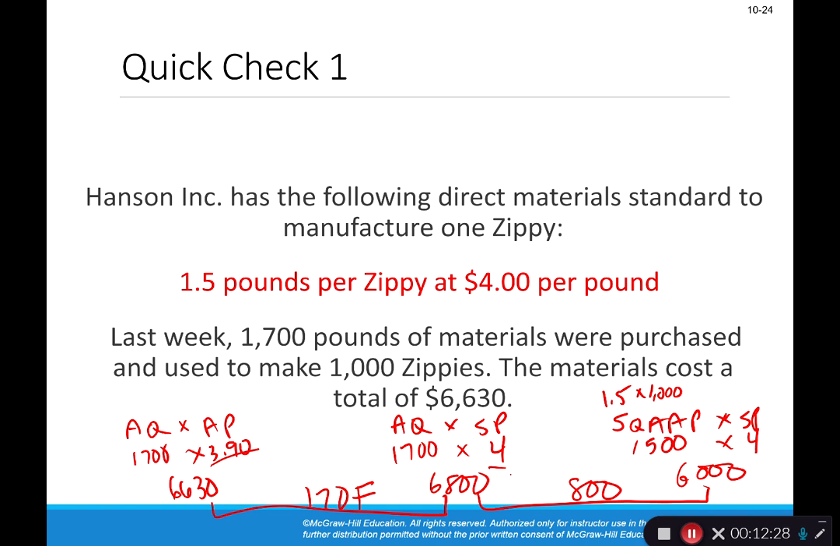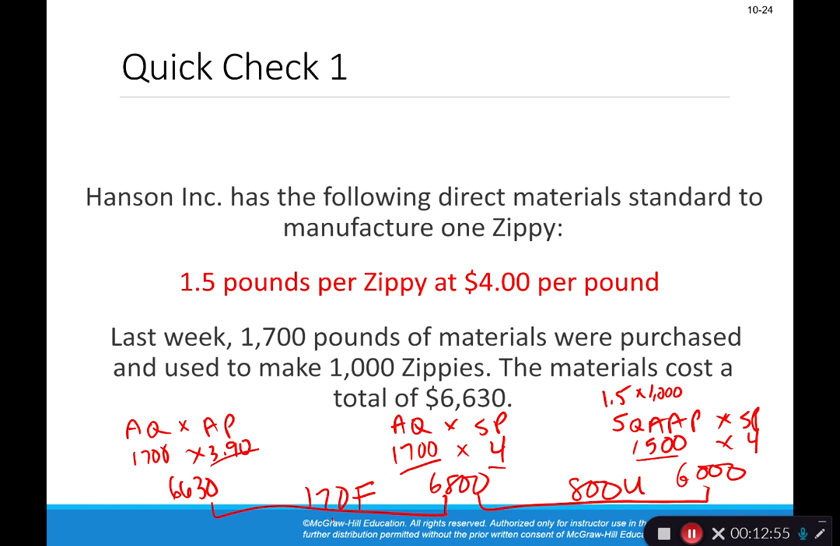And then looking at our quantity, we spent 1,700 pounds, or used, I should say, 1,700 pounds, and we were allowed to use 1,500. Shame, shame, Sammy. You used too much material, so that would be an unfavorable variance. Likewise, the total is 6,800. The budget was 6,000. We spent too much money, so that corresponds with unfavorable.